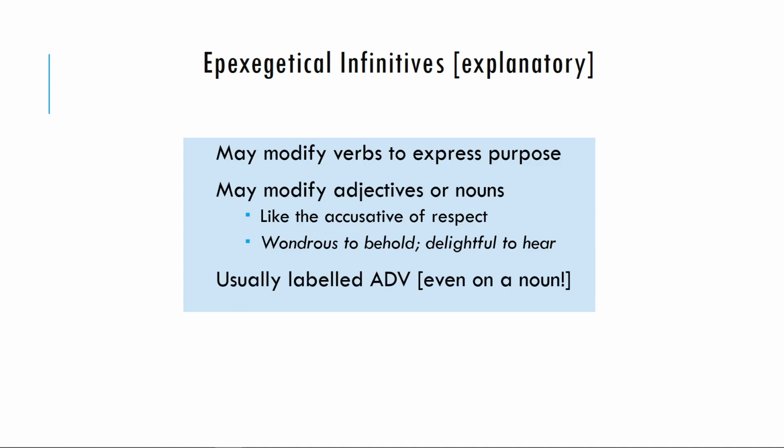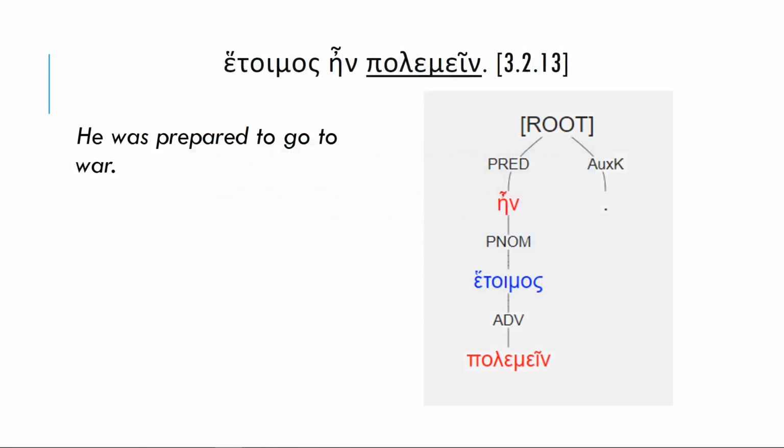Sometimes it's labeled as an attribute. This is one of the things people argue about. Actually, on a noun, I would label it as an attribute more often than not. On an adjective, I would label it as an adverb. So this is one of these things where I've changed my mind. So after all these years, he was prepared to go to war. He was prepared. Hetoimos is an adjective, prepared to do something, right? That has that verbal sense of to prepare. So this takes an infinitive to explain it.